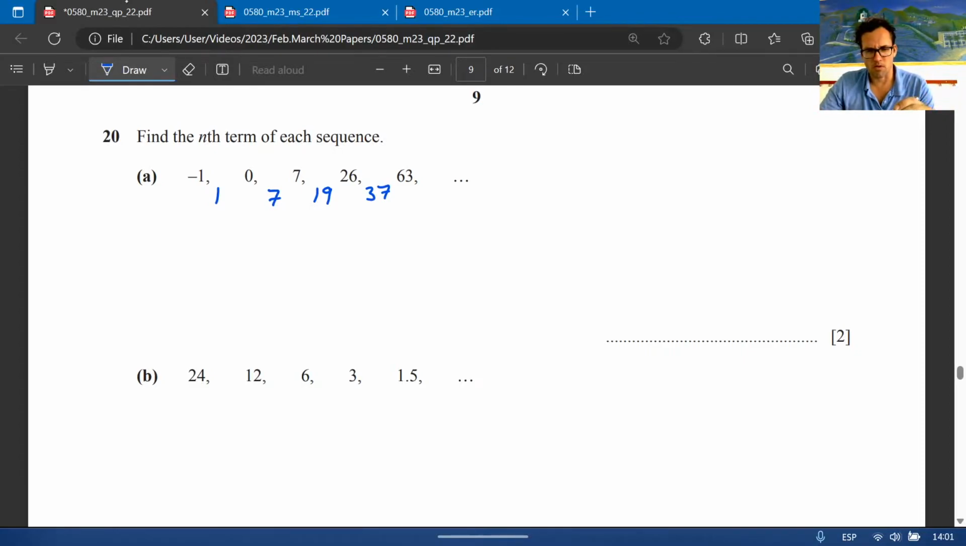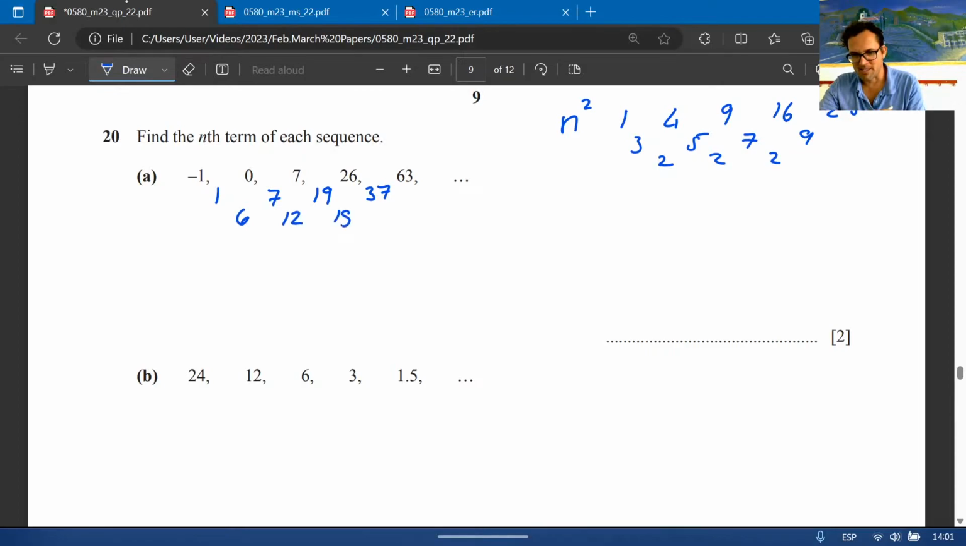If you look at it, for example, n squared, which is the square numbers 1, 4, 9, 16, 25, you add 3, then you add 5, then you add 7, and then you add 9. So you add 2 more each time. Let's see what we get here. Then we add 6, and then we add 12, and then we add 18. So again, that second difference is not the same like in square.